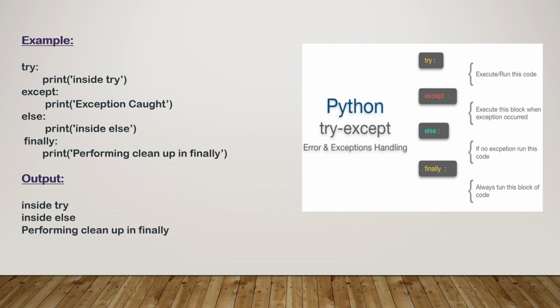Python try except. Try will execute or run this code, except when an exception is raised, then it will execute that block. Else, if no exception, then this code will be run. And finally, this code will always be executed whether an error occurs or not.